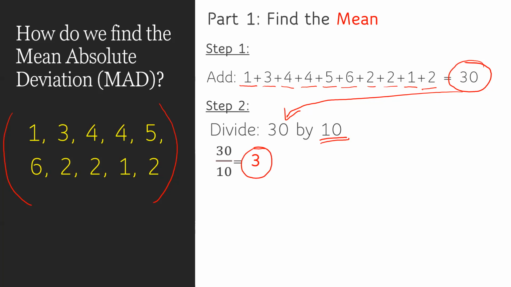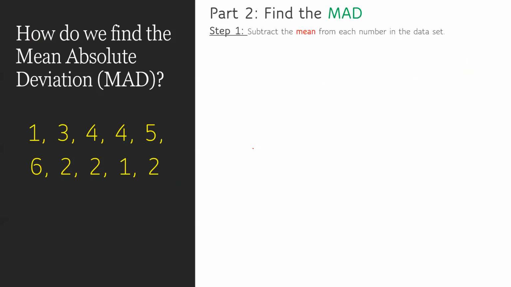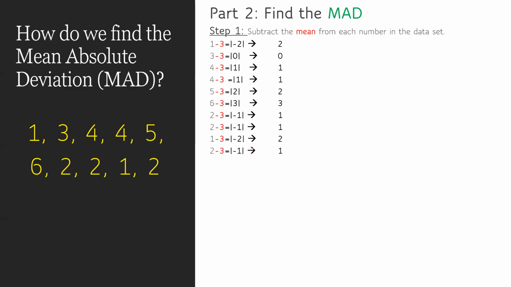Now, that's the first step in finding my MAD, but there's a second step. And so how do I do this second part? This again also has a few steps. First of all, you want to subtract the mean, which we just calculated, from each number in the data set. So in this case, I would start off with the numbers in the data set, and I subtract the mean from each and every single one of the numbers.